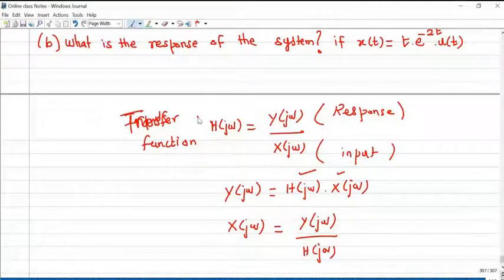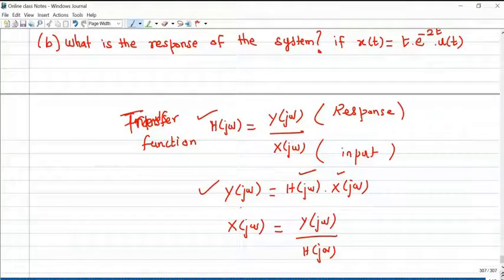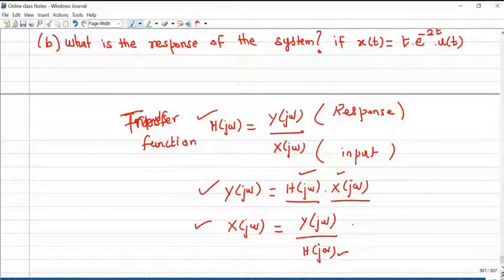H of j omega we can compute directly with the help of the given differential equation. Y of j omega we can calculate if H of j omega and x of t are given. If x of t is given, we can find X of j omega, then substitute here. Or from the given differential equation, we calculate H of j omega. If the response y of t is provided, then we can calculate X of j omega. So you should remember these three relationships.